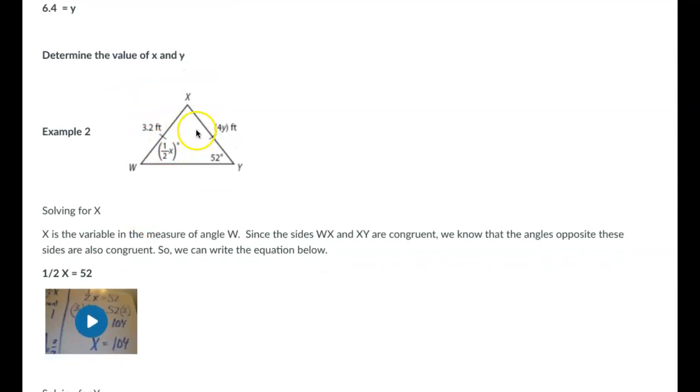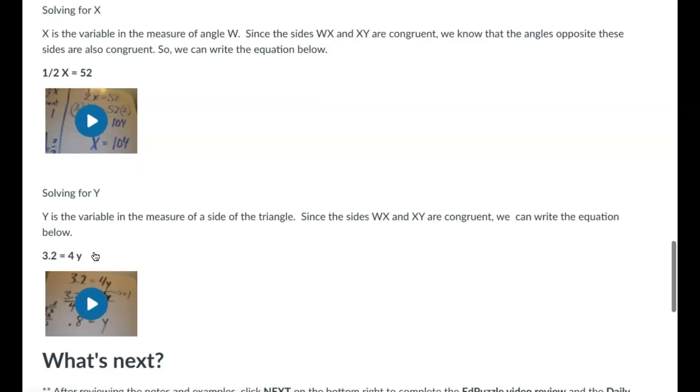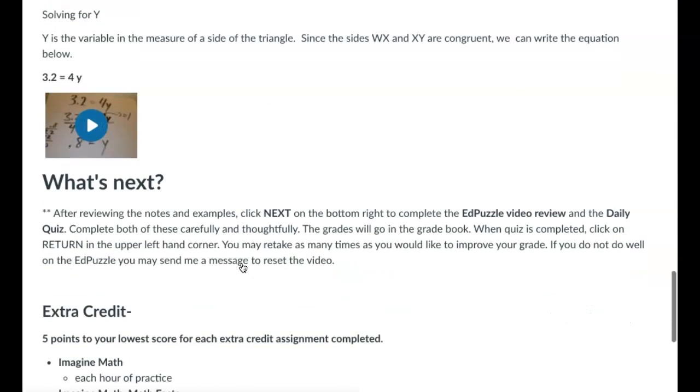This particular situation, I have also included an explanation for this in writing. And then 1/2 x is equal to 52. That is going to be a video explanation. Please take time to look at these things. And then for solving for y, 3 and 2/10 is equal to 4y, then this is going to be the video explanation for that as well.